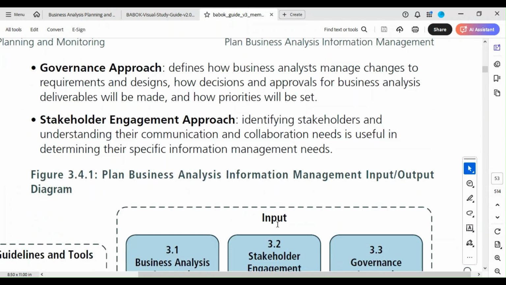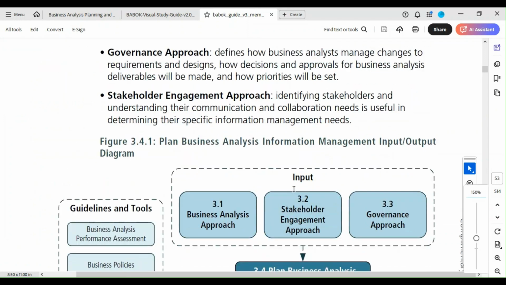Stakeholder engagement. You need stakeholder engagement in this case, because identifying stakeholders and understanding their communication and collaboration needs is useful in determining their specific information management needs. So when you know your stakeholders, you know how they want to be informed, how they want to be communicated with, then you know how to manage the information you give them, and even the level of information they require from you. Okay.